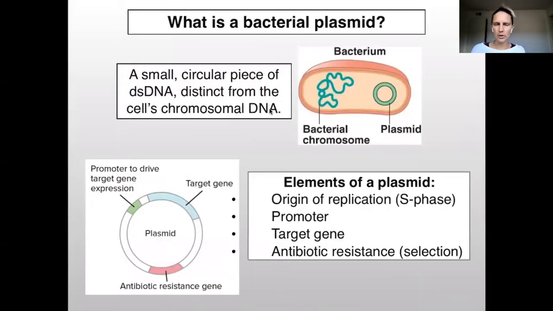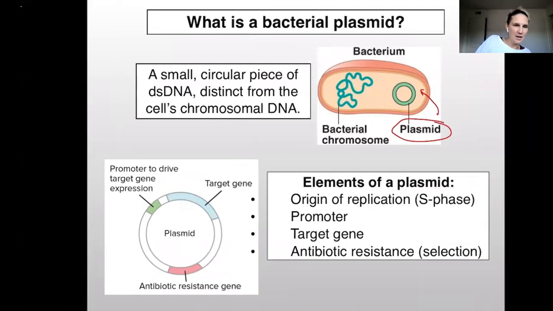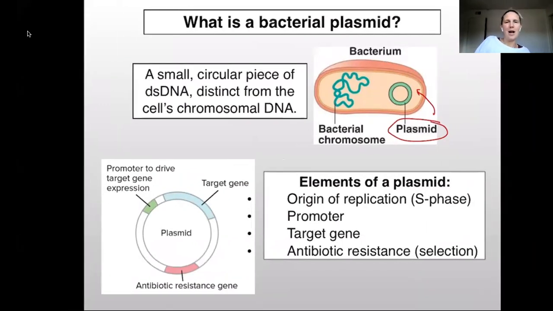So what is a bacterial plasmid? A bacterial plasmid is just a circular piece of double-stranded DNA distinct from the bacterial chromosomal DNA. So here, the plasmid is just a circular piece of DNA. And I want to be clear that this does occur in nature. This is a real phenomenon.